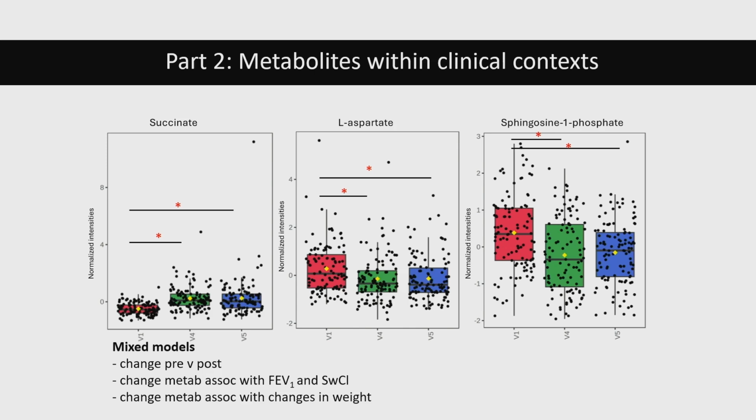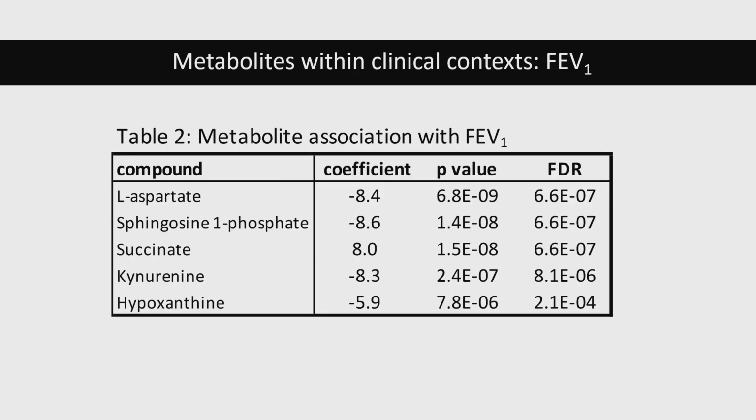So not only did we do mixed models where we looked pre versus post and pre versus post ETI, but we also did mixed models modeling changes in the metabolite associated with changes in FEV1, changes in sweat chloride, changes in weight. We weren't sure that there would be really much of a relationship between those, considering how different they all are. Much to our surprise, they were highly significant in every one of those 3 endpoints from the core study, from the core PROMISE study.